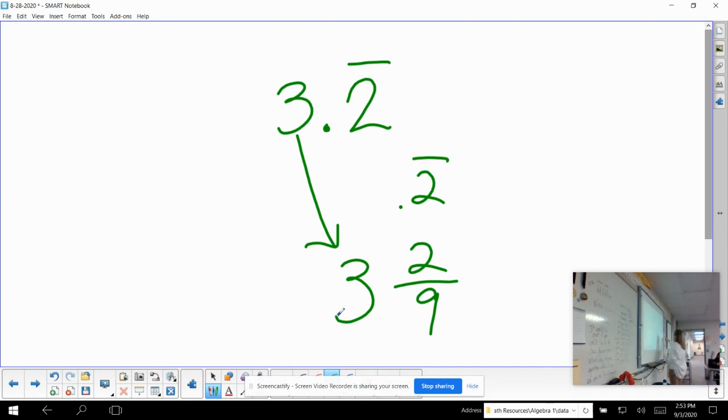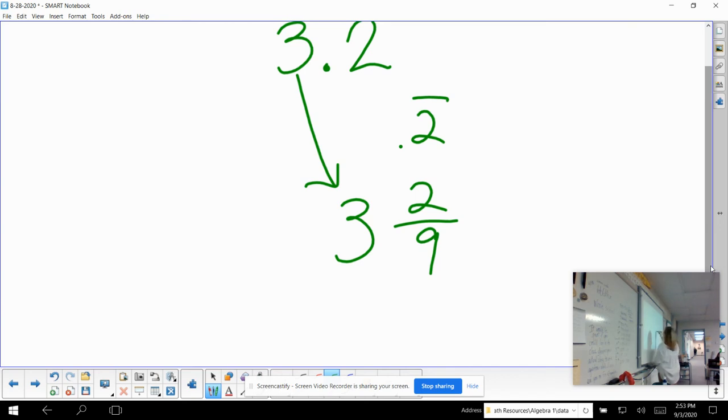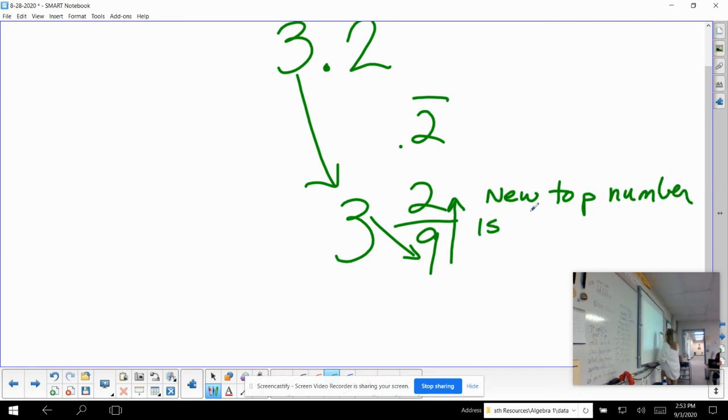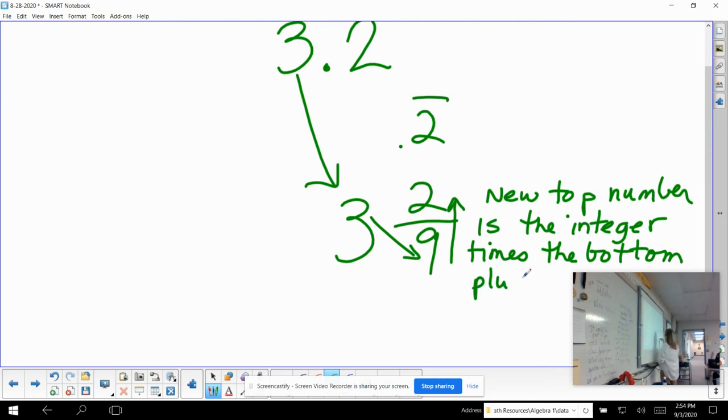So I've got to remind you how to change a mixed number to a fraction. Multiply your integer times the bottom and then add the top. This gives you a new top number. So the new top number is the integer, that's the big number, times the bottom, plus the old top. So the new top number is the integer times the bottom number plus the old top number.